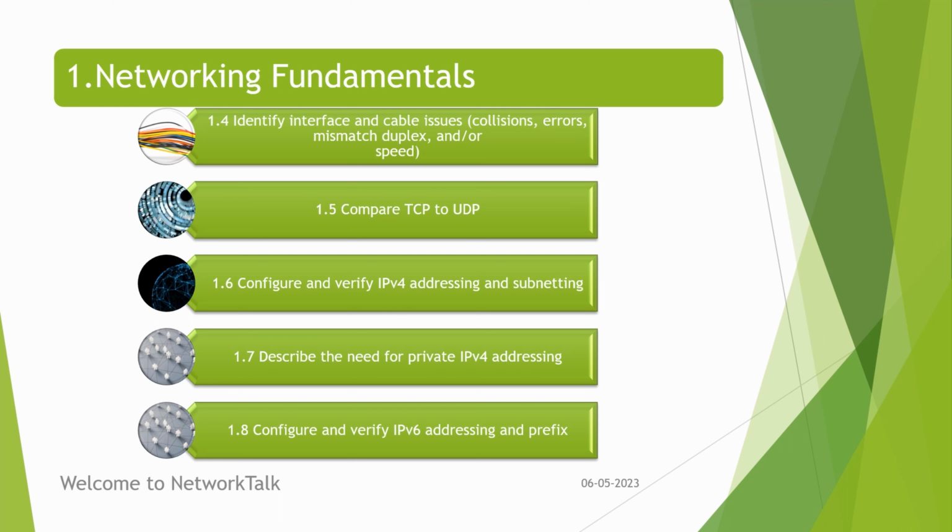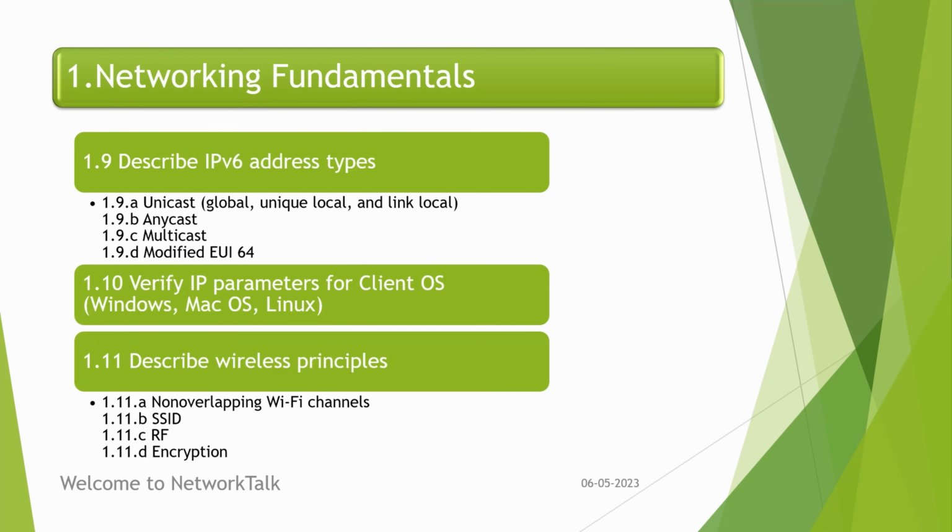Then describe the need for private IP version 4 addressing, and configuring IP version 6 addressing and prefix. In future they will use IP version 6 addressing for security and availability reasons. So we'll cover that briefly in the coming sessions. This is what I show you, the topics I will cover in the CCNA.